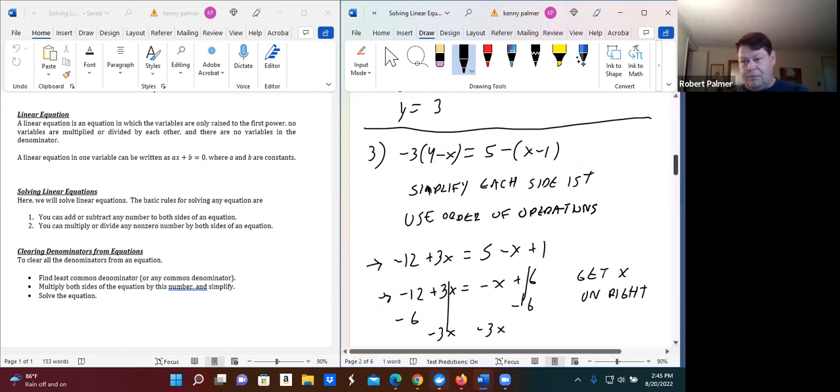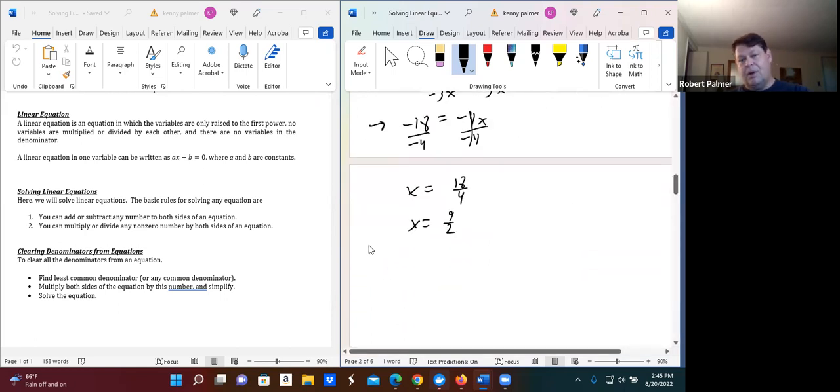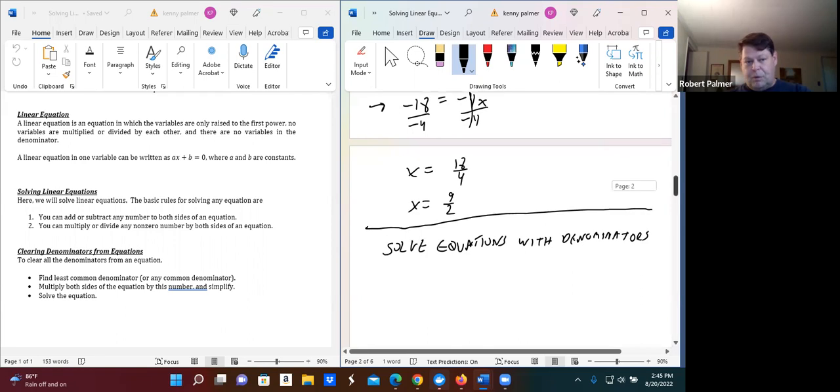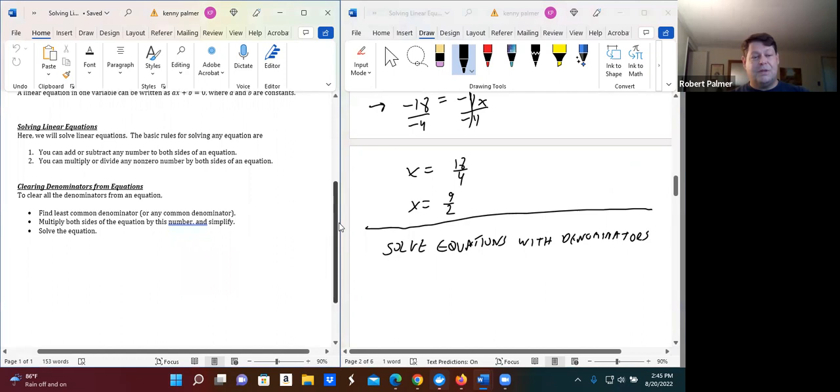Now, moving on. Now let's take a look at the next idea. Here we're going to solve equations with denominators. Let's talk about how to do that, or how to clear denominators from an equation. You can also say it that way, to get rid of them.